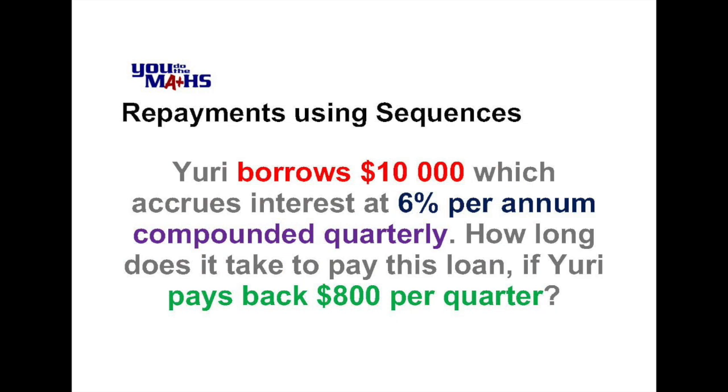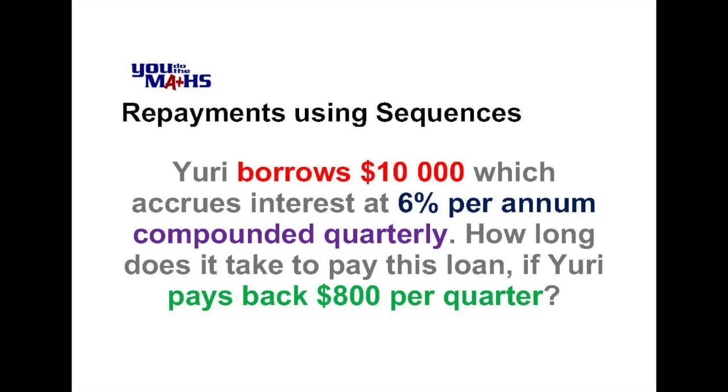We've highlighted the key parts of this question in the different colours. So we can see here that Yuri has borrowed $10,000. The interest rate is 6% per annum. Now what that means is, as well as borrowing $10,000, every time period we add some extra money. It's kind of like the price that Yuri has to pay for borrowing this money. Now it's calculated quarterly. Now quarterly means 4 times per year, or once every 3 months. And Yuri also pays back $800 every quarter.